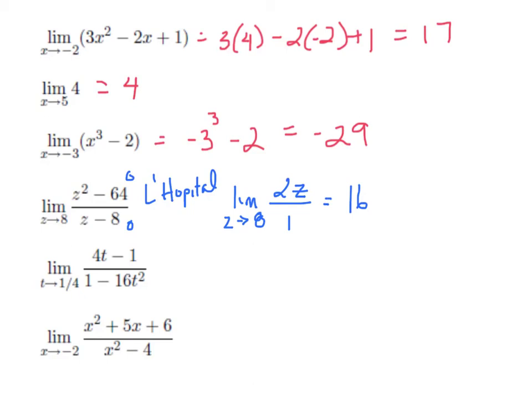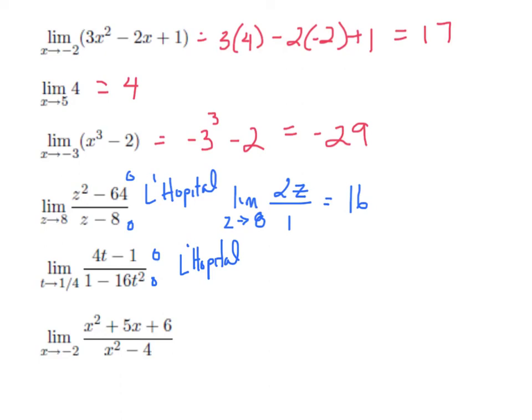Next problem, let's try and plug in 1/4. Well, 4 times 1/4 is 1, minus 1 is 0, but it's not the end of the world. But 1/4 squared is 1/16. So 1 minus 1/16 times 1/16 is also 0. So once again, we get to use L'Hopital's rule. Remember, L'Hopital is for 0 over 0. 0 over a number, the limit is 0. A number divided by 0, the limit does not exist. L'Hopital is for an indeterminate form. And there are other indeterminate forms, but the biggest one we're focusing on right now is 0 divided by 0.